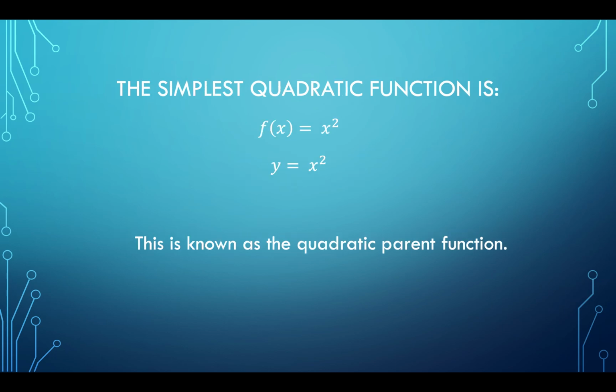The simplest quadratic function is f of x is equal to x squared, or y is equal to x squared. These two are exactly the same, but one is just f of x and one is y. This one you'll touch on in Algebra 2, that the f in front just means a function. So these two are known as the quadratic parent functions.